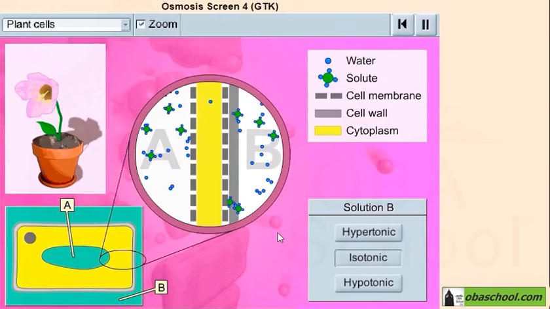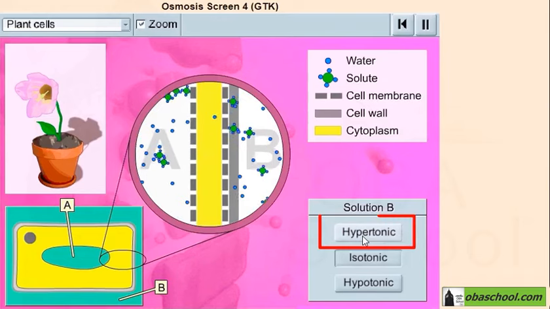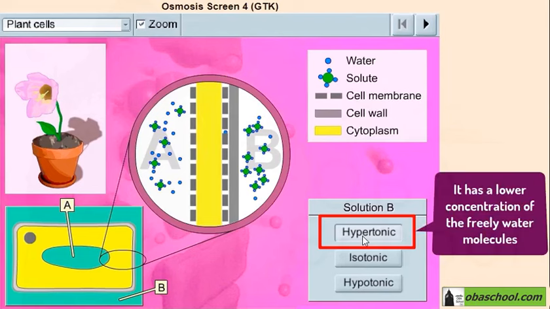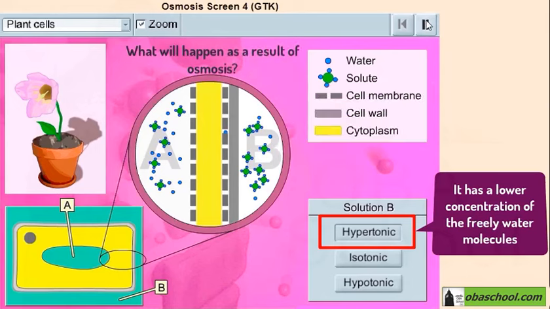Now let's consider that solution B is hypertonic. Usually a hypertonic solution has a lower concentration of the free water molecules. It will have a high concentration of the solute. So what will happen as a result of osmosis?